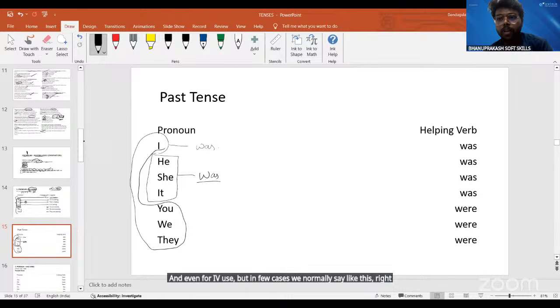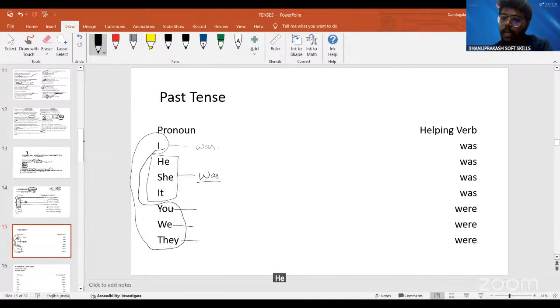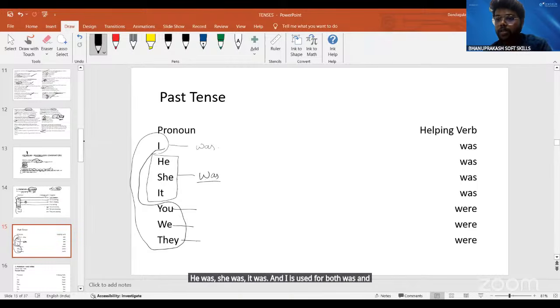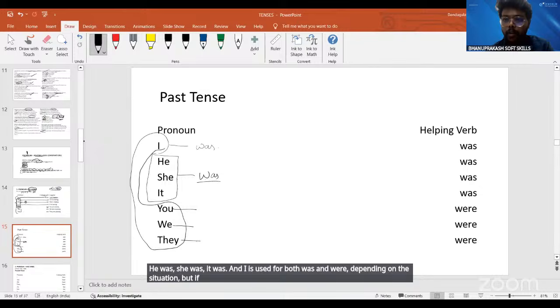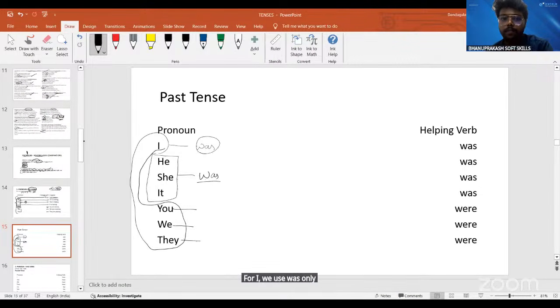If I were in the position of you. So we may use was or were for I. But particularly if we talk about you, we, they, we use only were. You were, we were, they were. He was, she was, it was. And I is used for both was and were, depending on the situation. But if we are particularly talking about the rule, for I we use was only. Okay. So this is all about the difference between was and were and its pronoun usage.